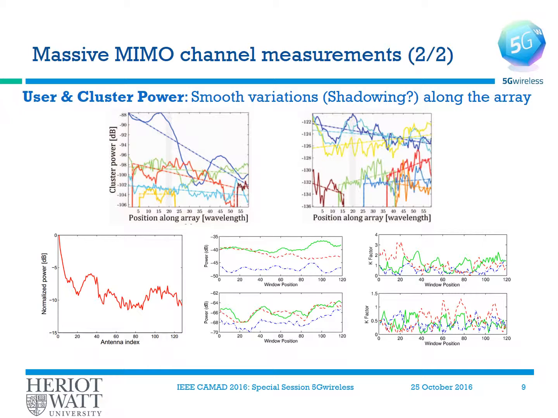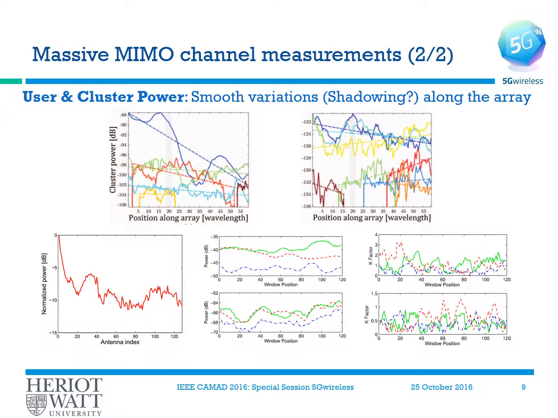Here, you can see some examples of cluster average power along the array in the upper figures. The x-axis represents the antenna index or position, and the y-axis the power of the cluster, with different clusters in color. There are clusters that appear and disappear, but there is also a power variation that recalls shadow fading.